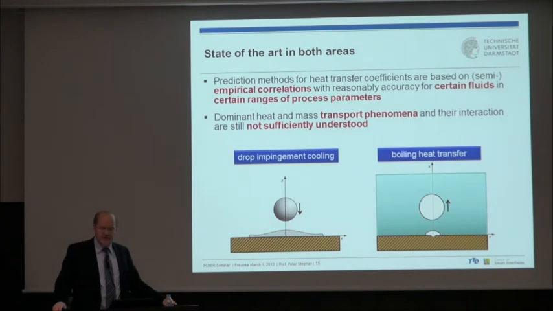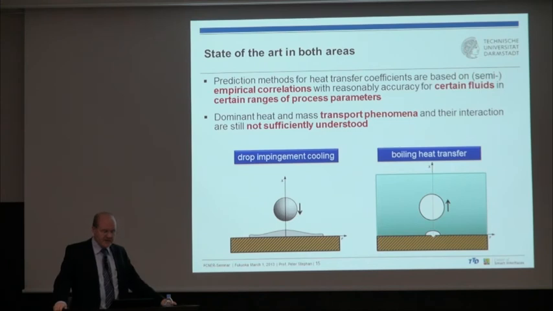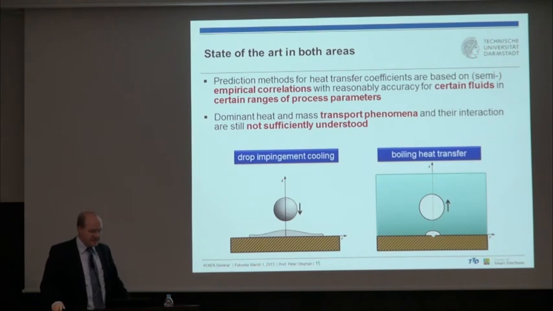Now, the state of the art in both areas from a very general point of view is the following: the prediction methods for engineering purposes to calculate the heat transfer coefficients are typically based on empirical, sometimes semi-empirical correlations, which have a reasonably good accuracy only for certain fluids in a certain range of parameters. But if you come with a new fluid, for example, or a new range of parameters from the process, these empirical correlations might be accurate only to within 50% error.